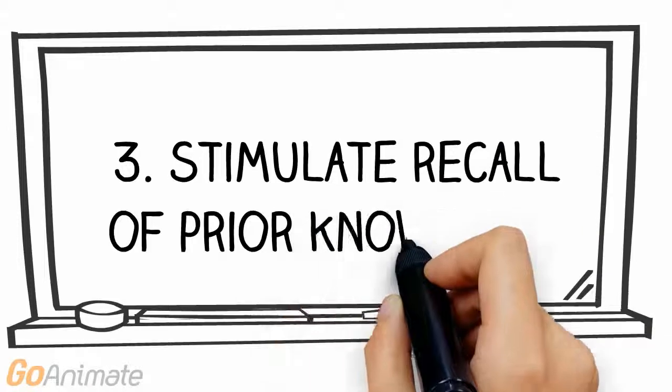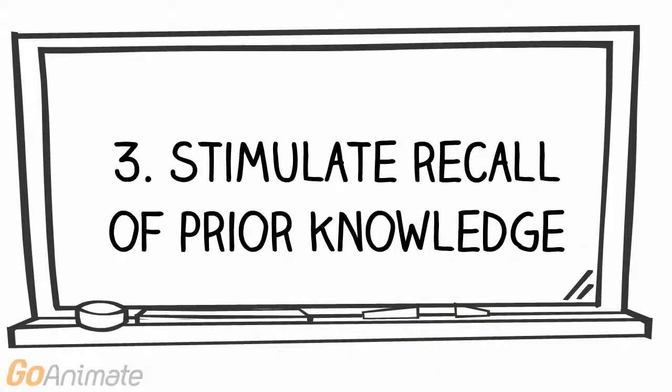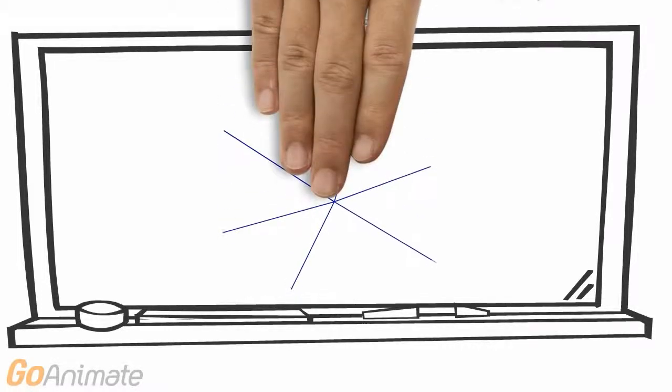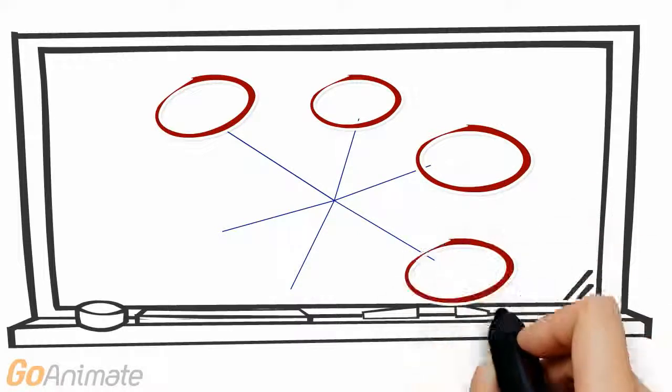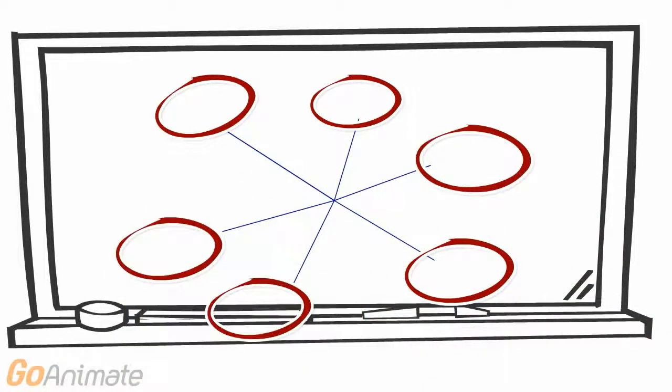The next step is to stimulate recall of prior knowledge. It's easier for the learners to learn new skills when they're able to connect them to what they already know. This can be done as a verbal review or having the learners create a mind map of previous knowledge.